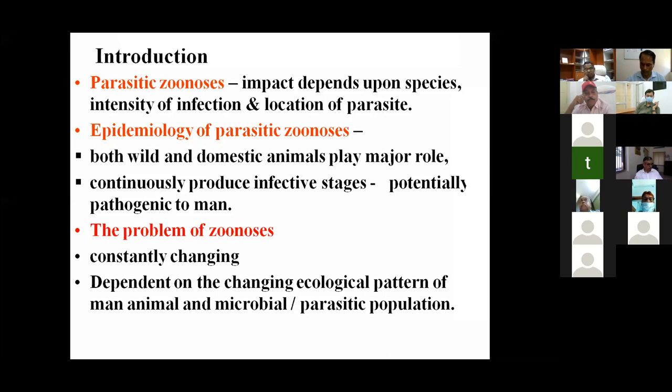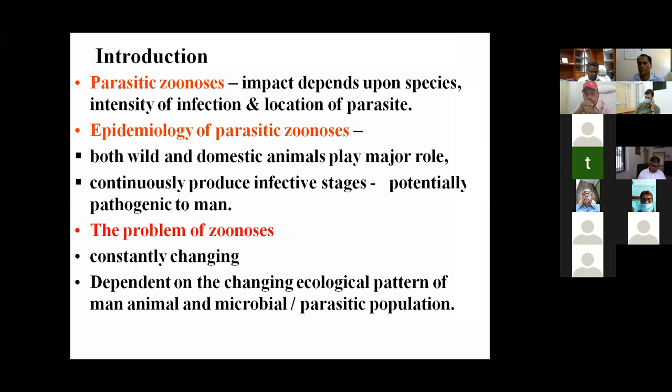So how can we get these diseases from these pets? There are four, five ways we can get these diseases. One is direct contact. Direct contact means we are petting the animal or touching the animal. So eggs attached to the body coat, we get it. It doesn't require any incubation period in nature. That is for the Echinococcus granulosus egg I'm talking about.